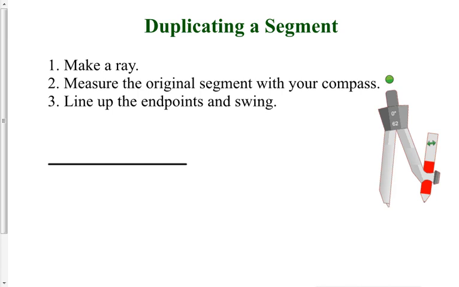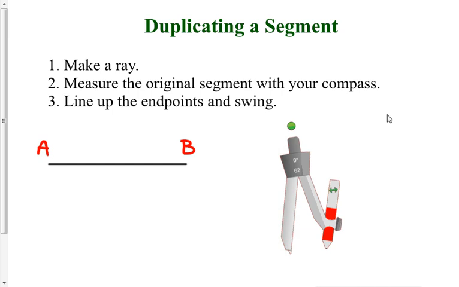So here's our first construction, duplicating a segment. And this is the most basic geometric construction. I've listed 3 steps to being able to duplicate a segment. You can see down below here that I have a segment. Let's call this segment AB. And our job is to take our compass, which we see over here, and duplicate that segment. Right? Create one that is exactly the same. Well, in order to be exactly the same, it just simply needs to have the same length. So here are the steps for doing that.